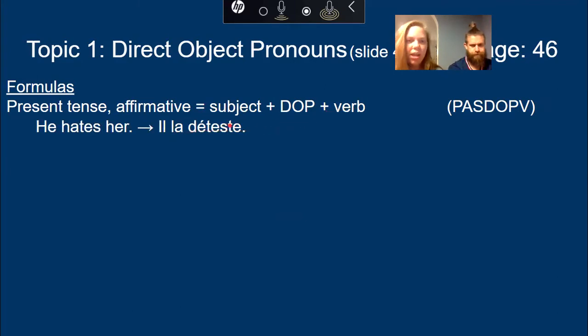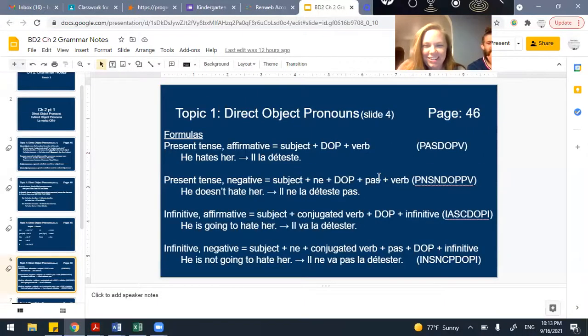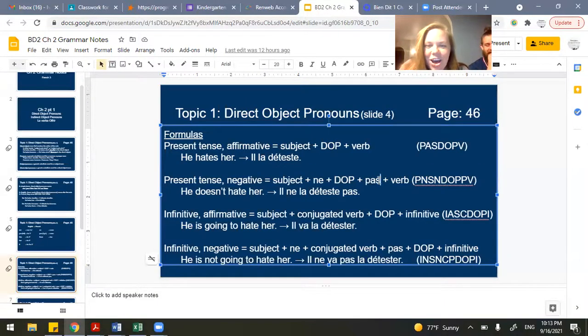So that's pretty standard. But this is where it starts to get a little hairier, when you're trying to do it in the negative. So for the present tense negative, you do subject and then the direct object pronoun. Oh gosh, there's an error in this. I know, they know that I'm not perfect.